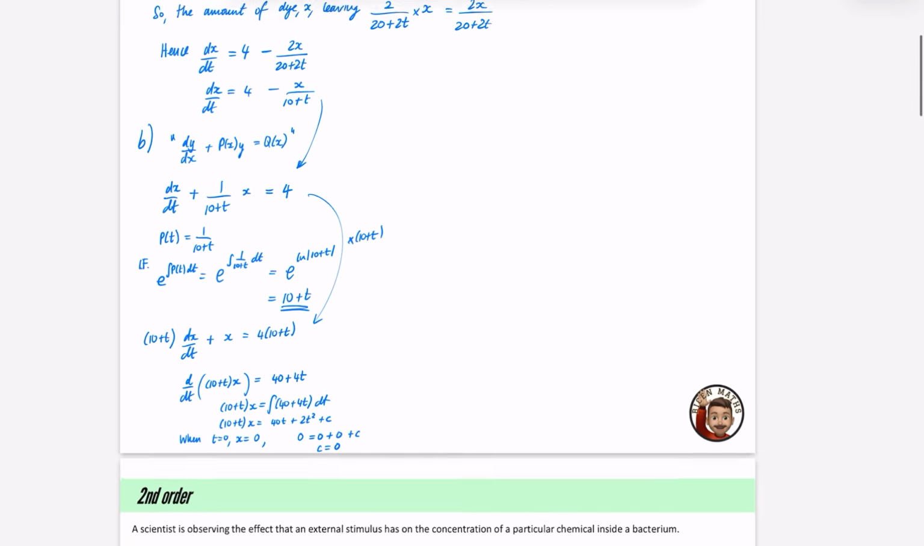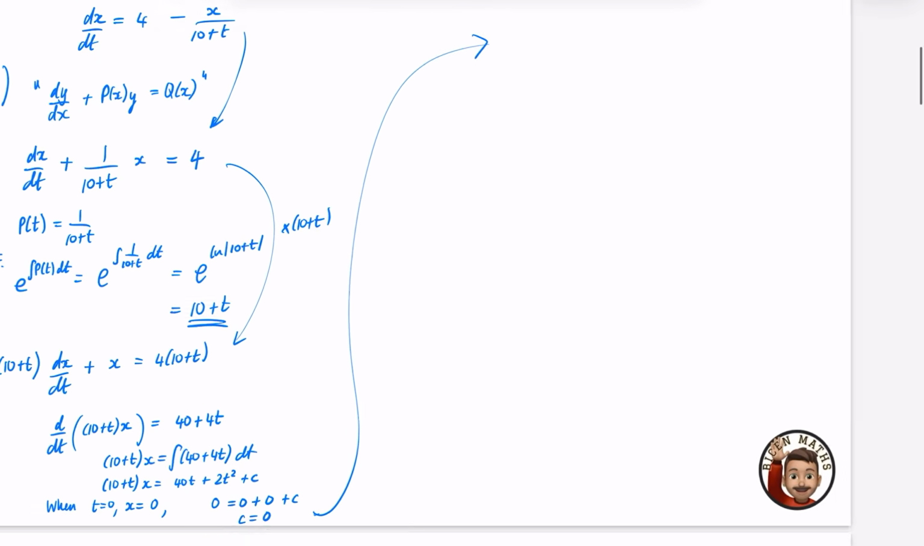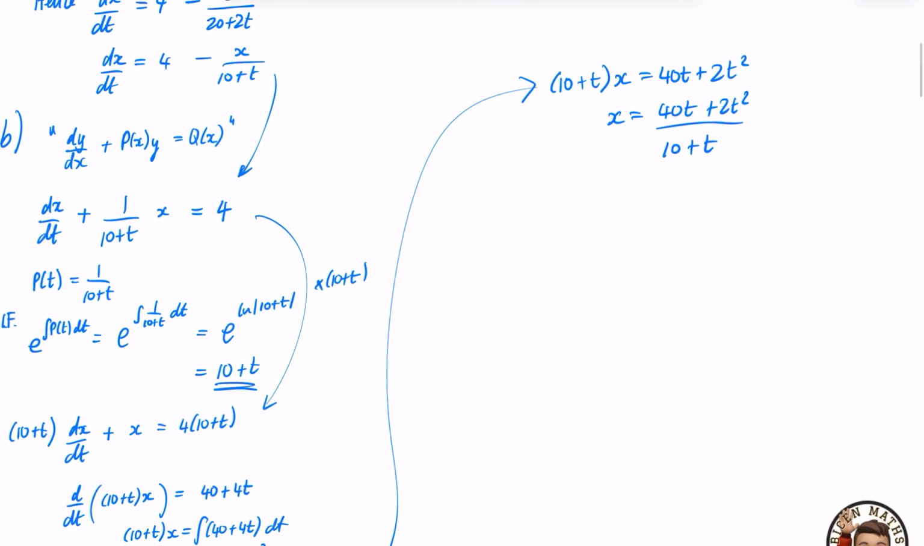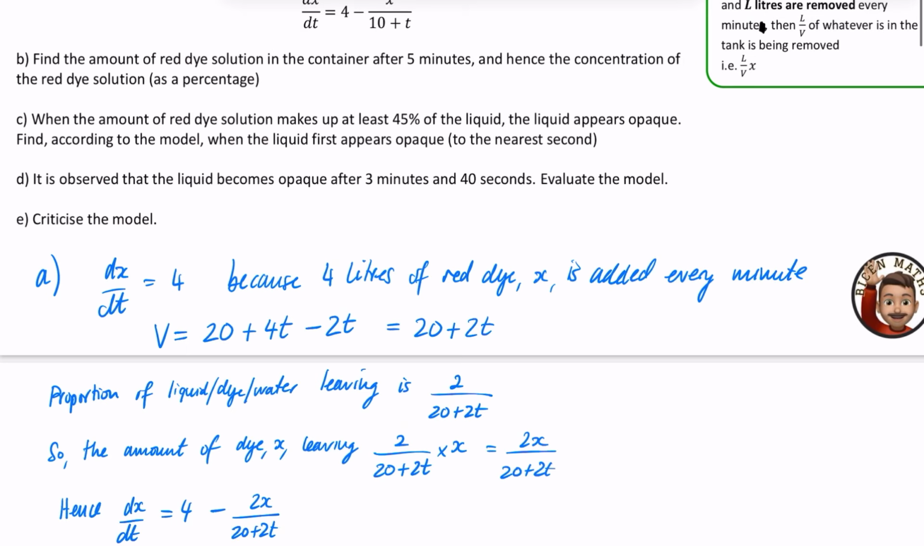So now I'm going to go right back up here so that I have a bit more space for this. Now c is equal to 0. This tells me that my equation is (10 + t)x equals 40t plus 2t squared, meaning that x is (40t plus 2t squared) over (10 plus t). So we've solved the differential equation, we found the general solution, we found the particular solution, and now we're going to go and see what the question wanted us to do.